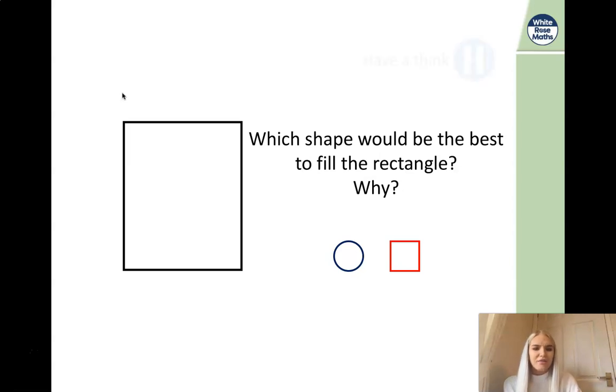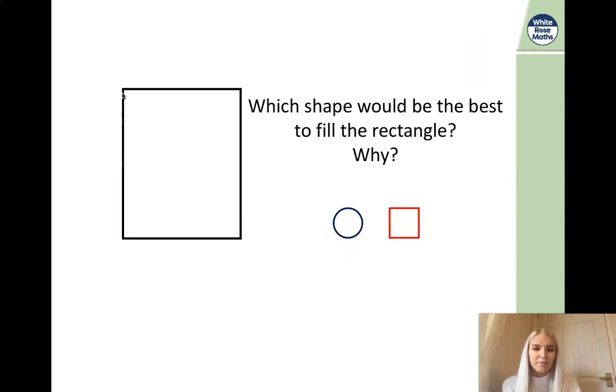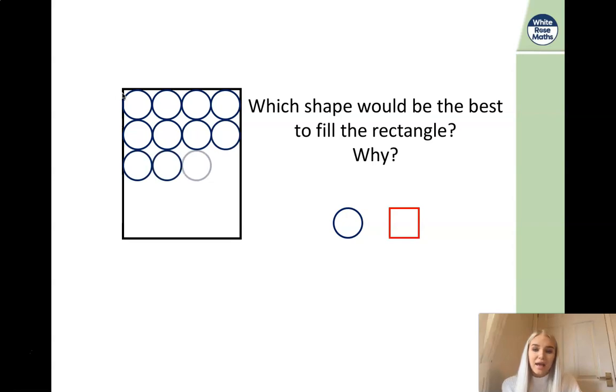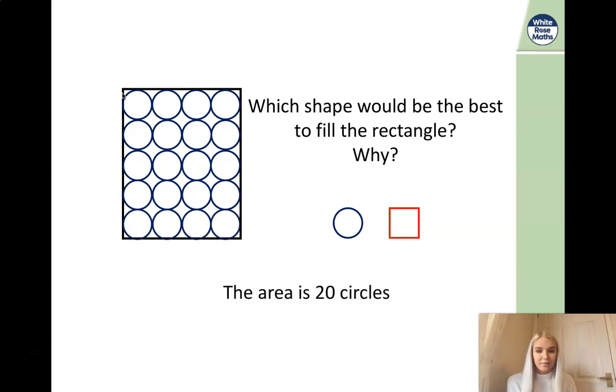Okay, let's see if it would be a circle. So I'm going to fill my rectangle with circles, and I can see here that I am making an area of 20 circles. So here my area is 20 because I have 20 circles. But does this actually show the area? No, it doesn't, does it? Why not? Because there are still gaps inside, and we need to make sure when we are calculating the area that there are no gaps, because otherwise it won't be accurate.